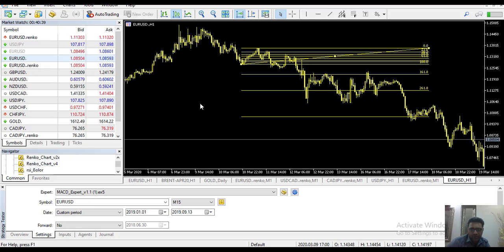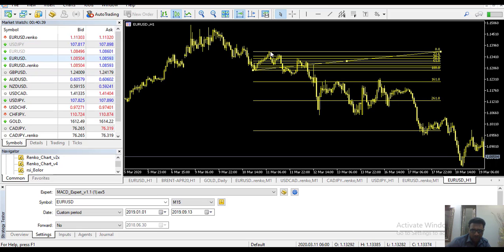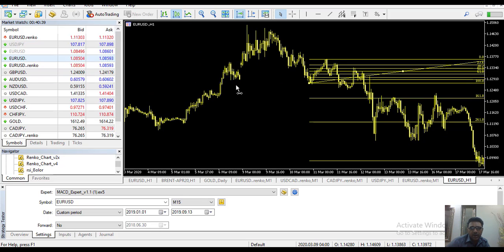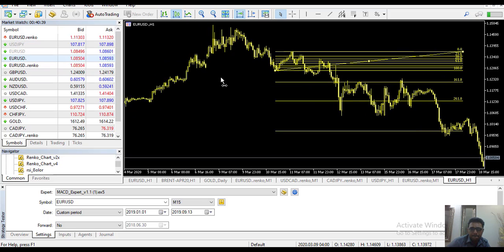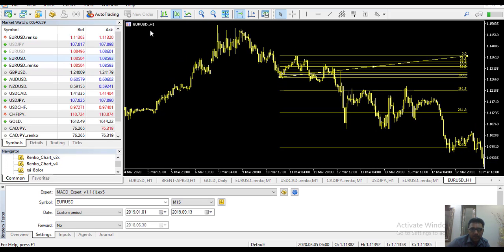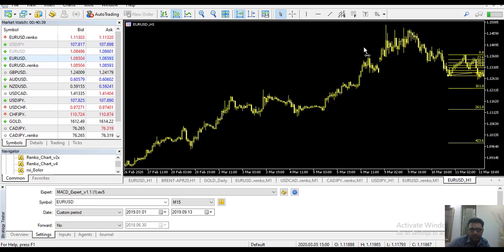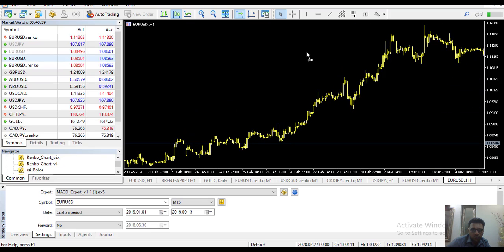Now you can have your TPs, right? So your stop loss is above this point. Your first profit could be at 161.8%. The second profit could be at 261.8%, and the third could be around 423.6%, right? So this is how you can take your profits from here in the H1 candle, right?